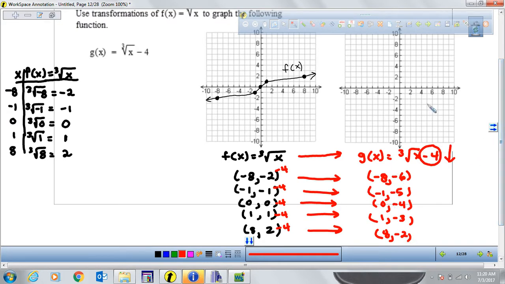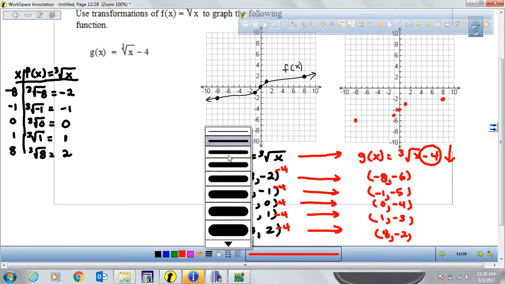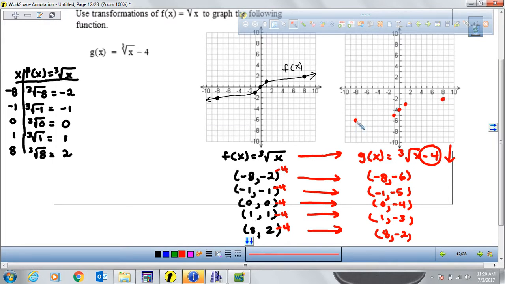So let's graph it in here. Negative 8, comma, negative 6 is going to be here. Negative 1, comma, negative 5. 0, comma, negative 4. 1, comma, negative 3. And 8, comma, negative 2. And then we connect those points, and this is going to be the graph of g of x.